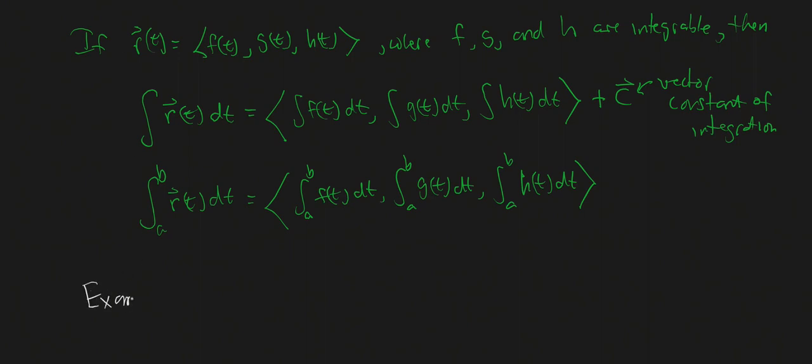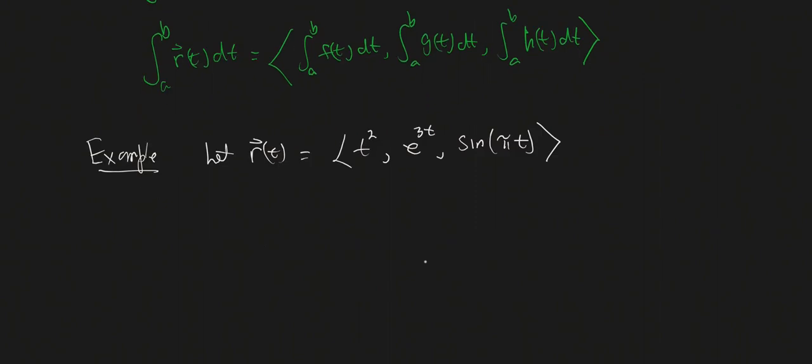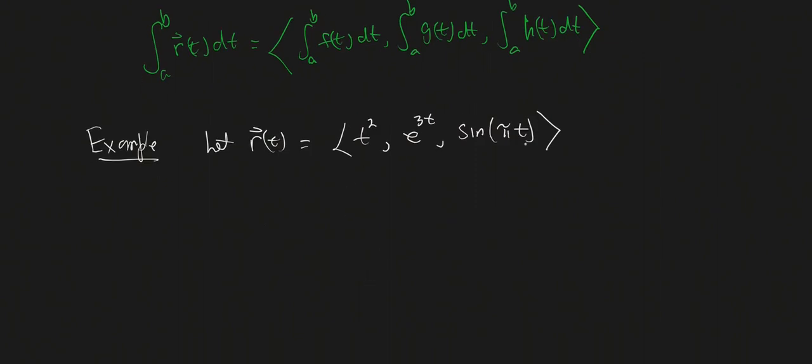So let's say we have an example. Let r of t be equal to, let's say, the vector function t squared, comma, e to the 3t, and then the sine of pi t, right? So let's say we have that. So let's first do an antiderivative of this. So let's find the antiderivative of this vector function.